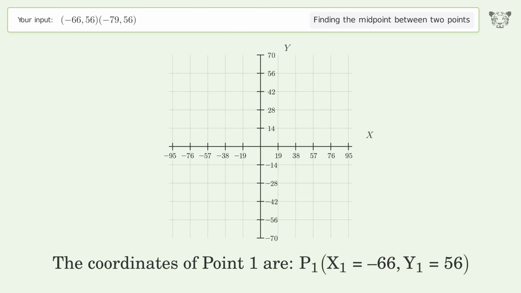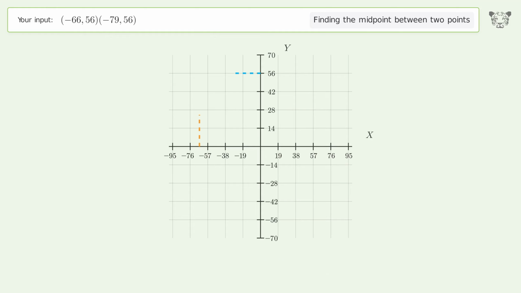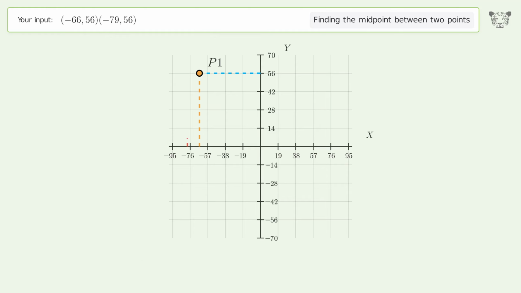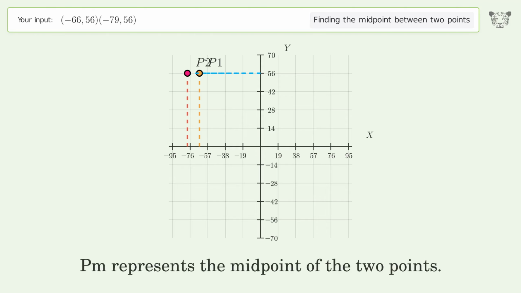The coordinates of point 1 are, x1 equals negative 66, y1 equals 56. The coordinates of point 2 are, x2 equals negative 79, y2 equals 56. PM represents the midpoint of the 2 points.